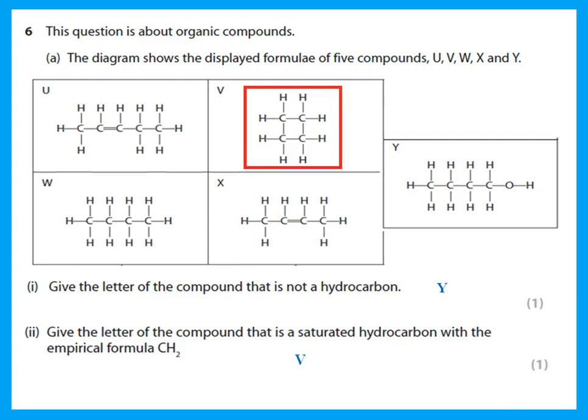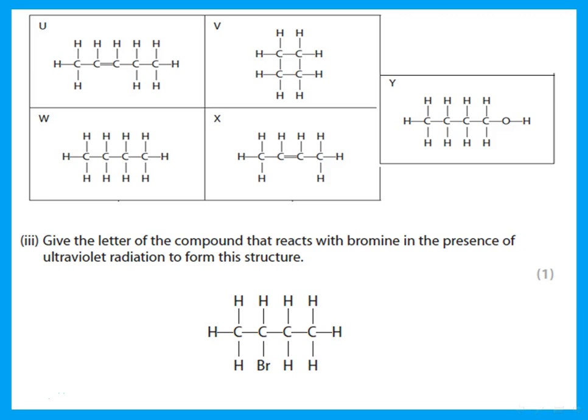That is something that is saturated, no double bond, and it has the number of hydrogens twice the number of carbons. Then he says, give the letter of the compound that reacts with bromine in presence of UV radiation. Remember, which of these would react in presence of ultraviolet radiation? Ultraviolet radiation is the condition needed for reaction of alkanes with halogens. So bromine, reaction with bromine in presence of UV light, it must be an alkane.